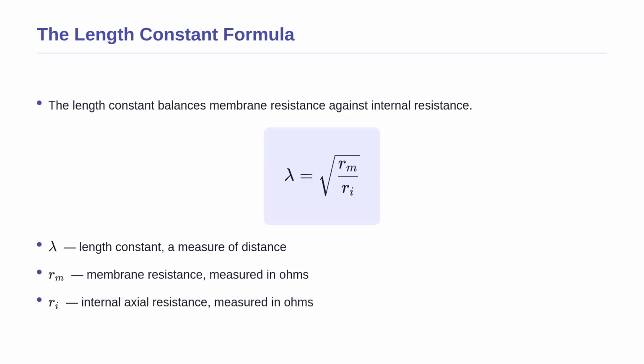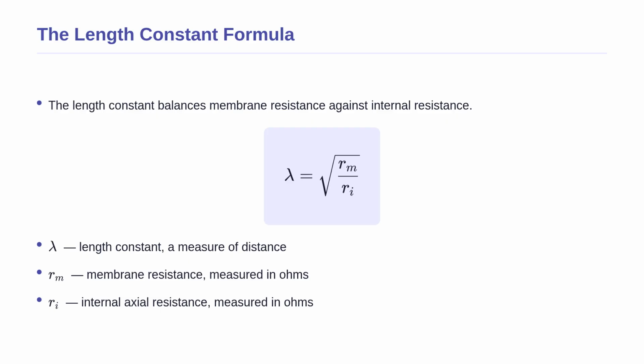This concept of passive spread leads us directly to the mathematical formula for the length constant. Conceptually, this formula balances the resistance across the membrane against the resistance along the inside of the axon. The symbol lambda represents the length constant, which is a measure of distance.